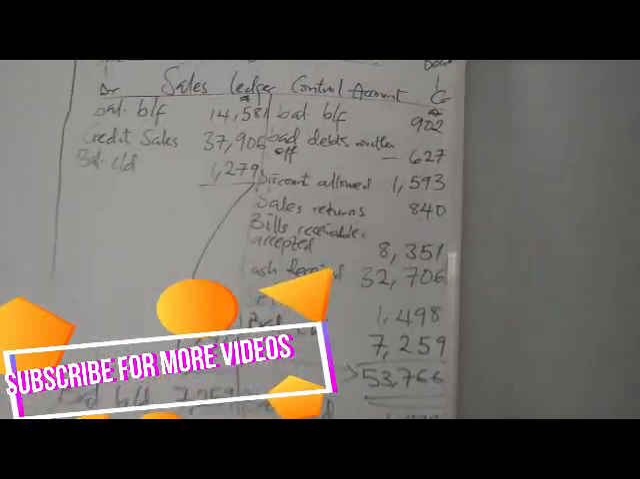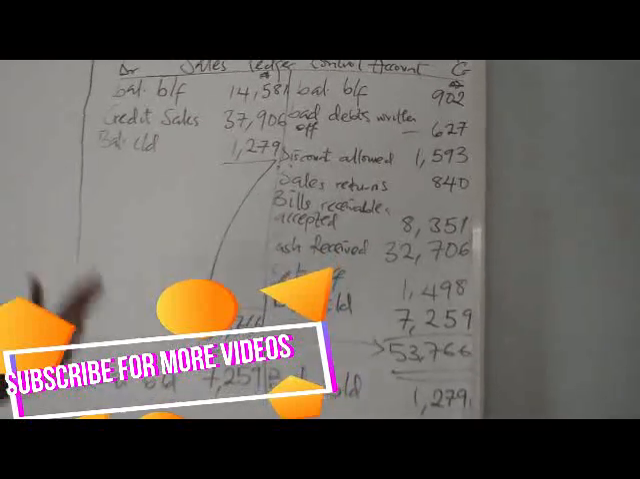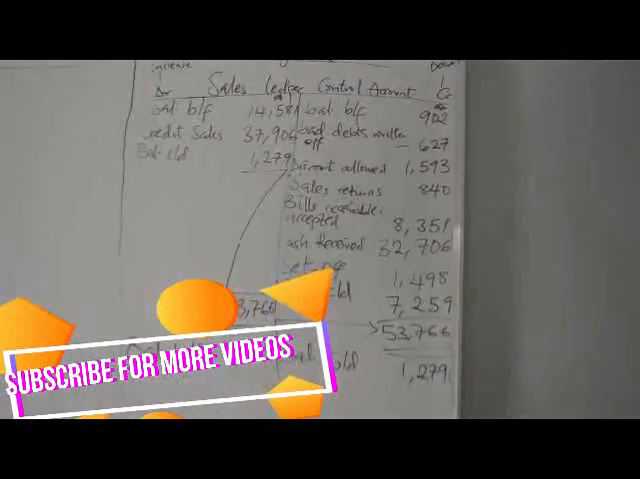We can see the balance of debtors owed at the end of the month. Okay, now in this case we are through with our sales ledger control account.